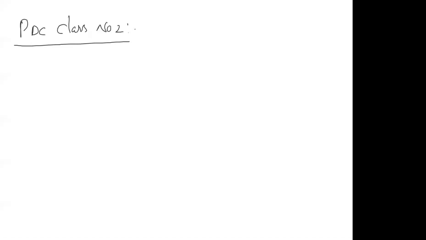Suppose I want to maintain the concentration of a distillation column, or the concentration at the exit of the reactor, or the temperature of the reactor. Like that, the PDC objective is to maintain the variables at a particular value.